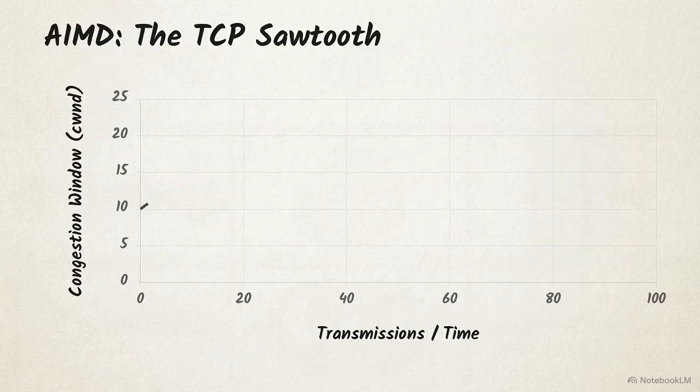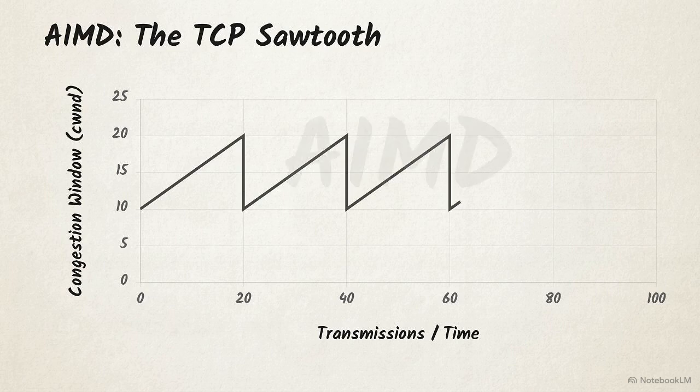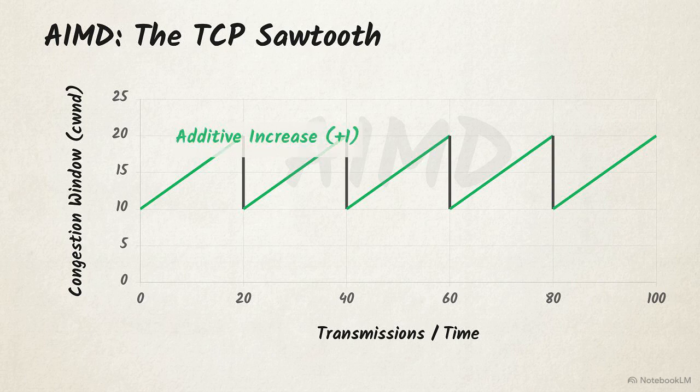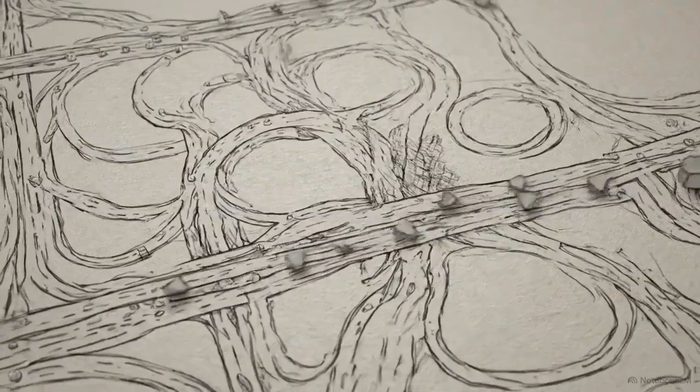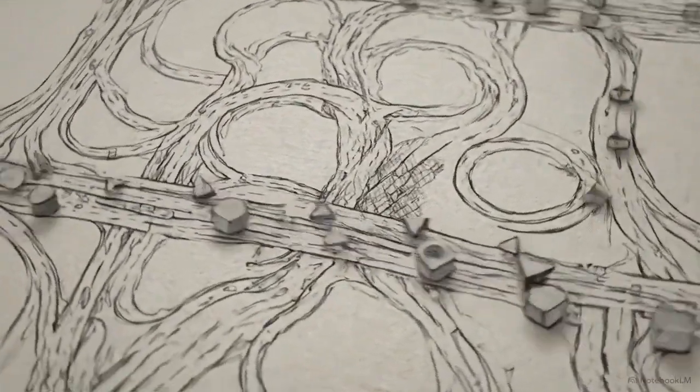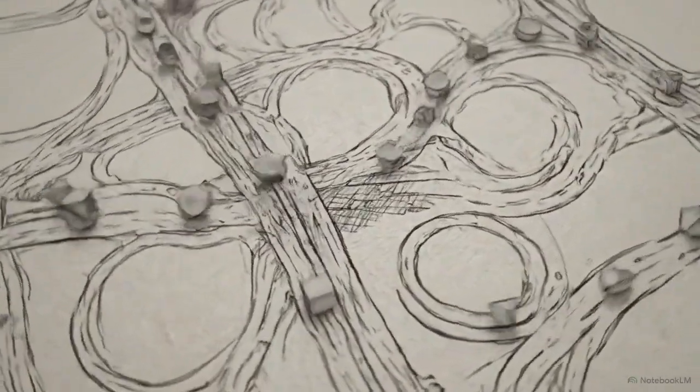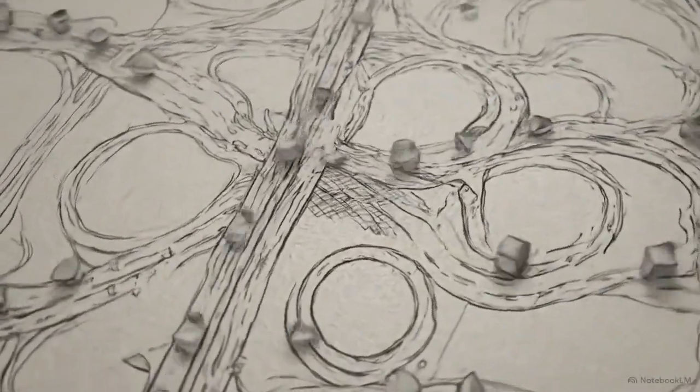Viewed over hundreds of transmissions, a distinct weave pattern emerges: additive increase, multiplicative decrease, or AIMD. The linear upward slopes map to additive increase, growing by one segment per round trip. The sharp drops are multiplicative decrease, slashing limits in half after a loss. The individual rules of TCP result in this self-regulating sawtooth pattern, a continuous, automated negotiation between speed and stability.